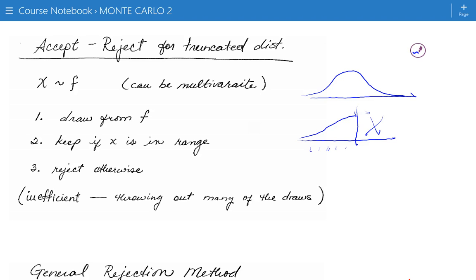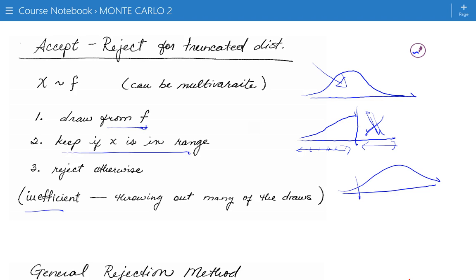One method to do this is an accept-reject method. It's very straightforward. You draw from the full distribution and you throw out the values that are on this end of it, and you keep the values in the range that you want. Draw from F, keep X if it's in the range. This is not very efficient because you're throwing away a lot of data that your computer is in fact generating, particularly if you are looking at really small areas.